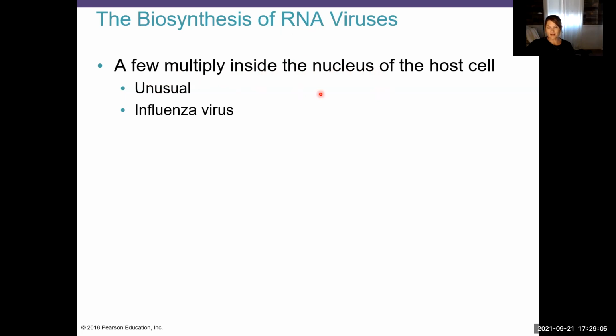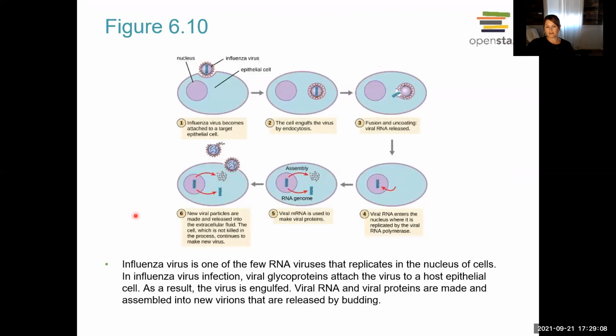Let me show you, I'll go back to this stuff in a second. Here's the influenza virus. It's one of the few RNA viruses that replicates in the nucleus of cells. In an influenza infection, viral glycoproteins attach the virus to a host epithelial cell, like in our respiratory tract. That's how the flu initially attacks, right? So here it is attaching. Because it's enveloped, it will be brought in by fusion. It's engulfed and brought into the cell. So here it is.